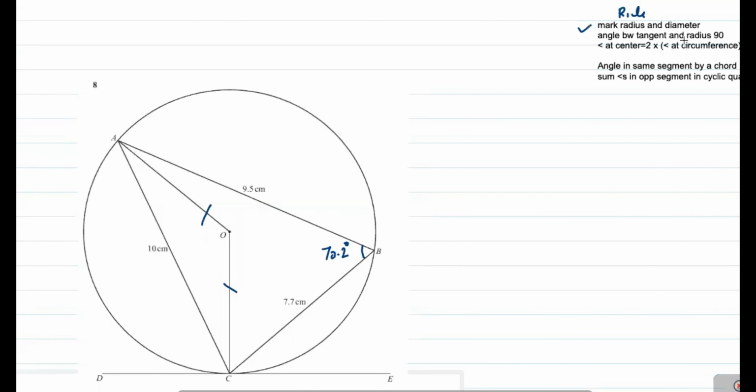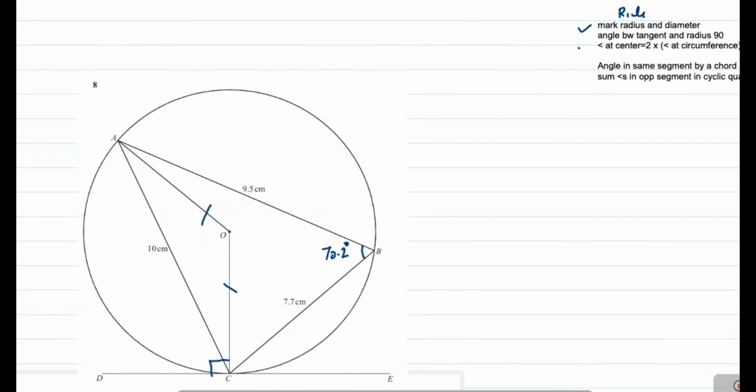Second, the angle between tangent and radius is 90 degrees. You see here DE is the tangent line and CO is the radius. We mark this, and the angle between radius and tangent is 90 degrees.